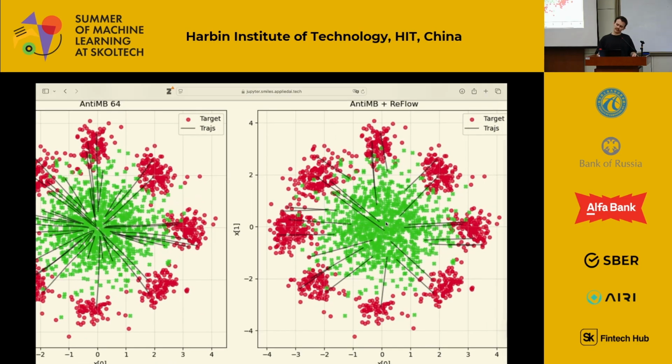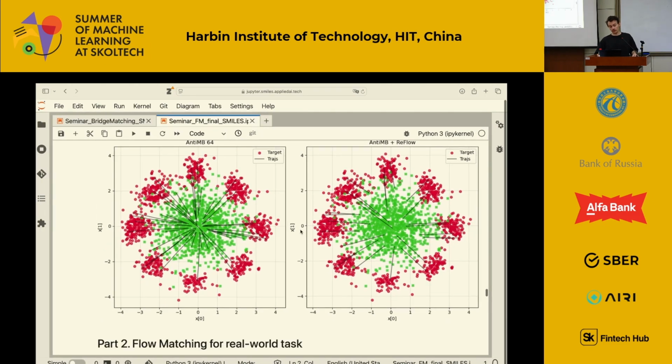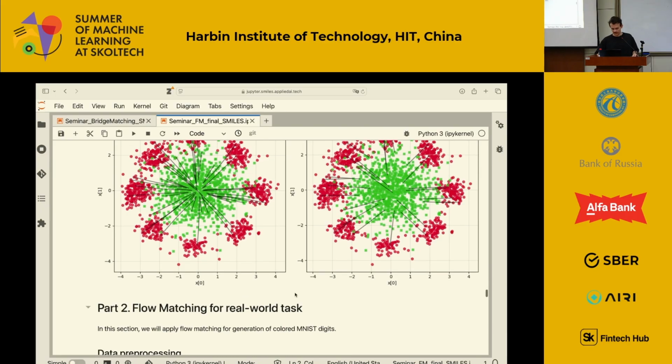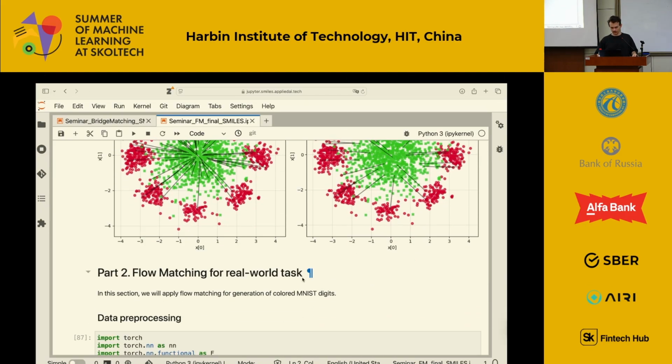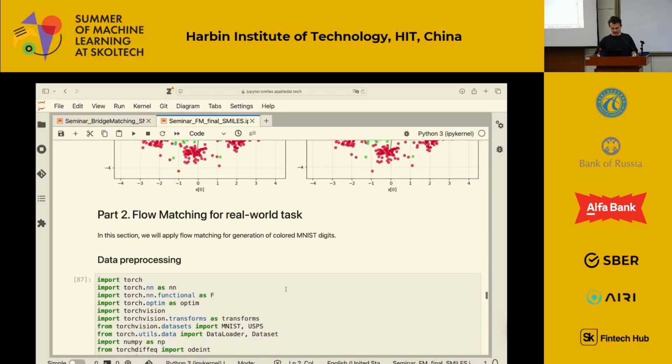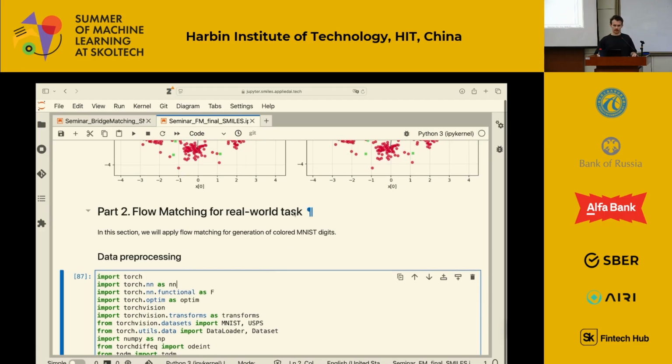And I think that it is relatively hard to get such straight trajectories for diffusion that you can just sample in one step of diffusion. But you can do it with flow matching under some circumstances. So yeah, this is great. This is part one. So this was a toy problem. And yeah, maybe some questions related to the first part.